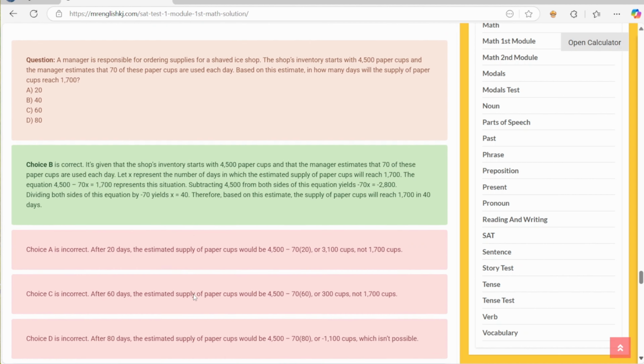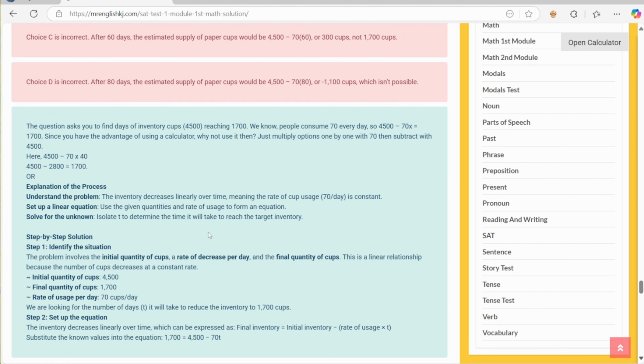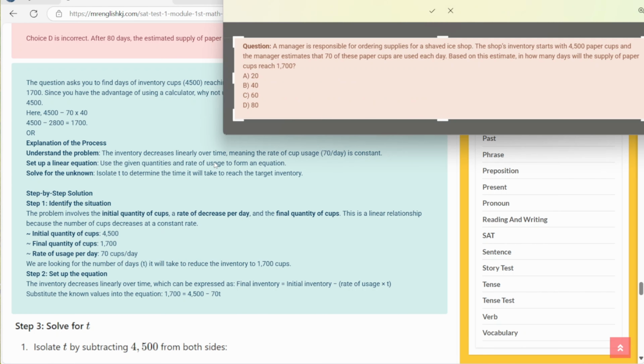We don't need to do it here. Let's take a look here step by step. Easily you will understand everything. Let's take a look. We have our question. A manager is responsible for ordering supplies for a shaved ice shop. So the question is talking about 4,500 paper cups, and the manager estimated that is our inventory, meaning to say it is our initial value.